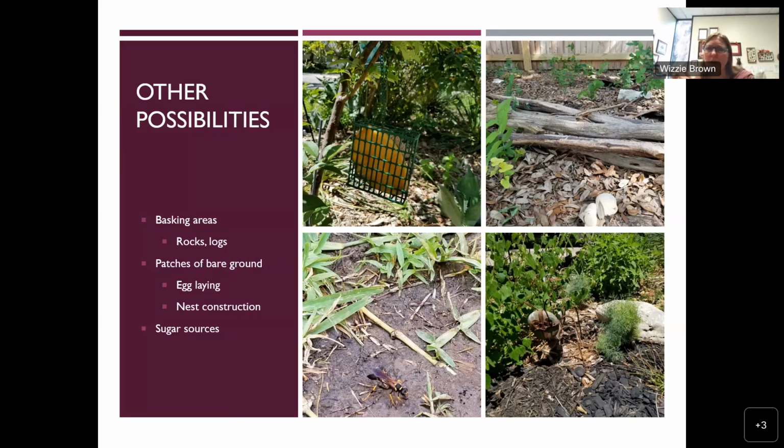So we already talked about logs. I'm not going to talk about that again. Rocks are another one. This is going to provide an area for basking, and this is a great idea. If you like dragonflies, you might want to put a basking area nearby your pond somewhere, because dragonflies are going to need that to warm up to get ready to fly in the morning. So you'll see them hanging out on a surface, warming themselves up in the sunlight. If you can provide them with a rock that's going to collect that heat, that's going to help them even more.